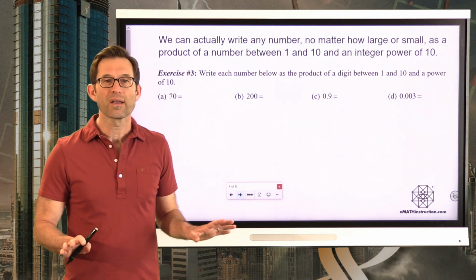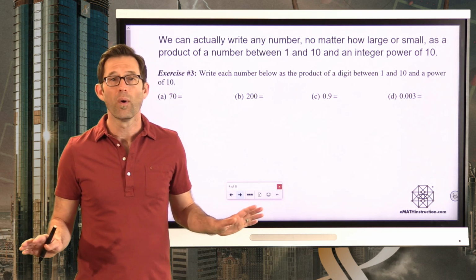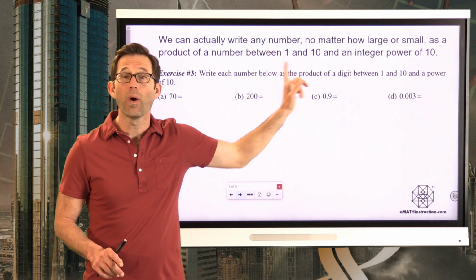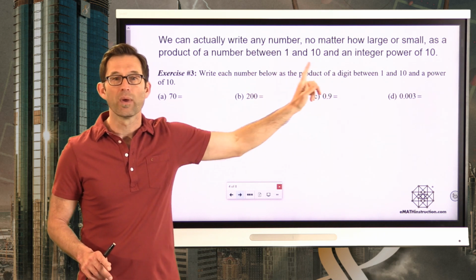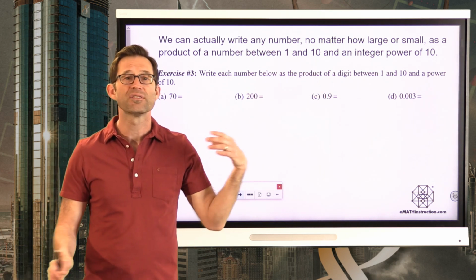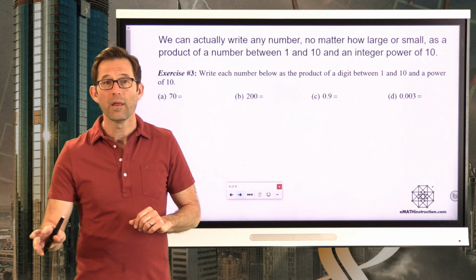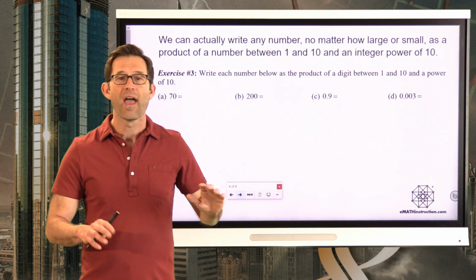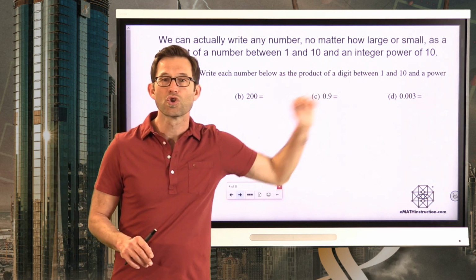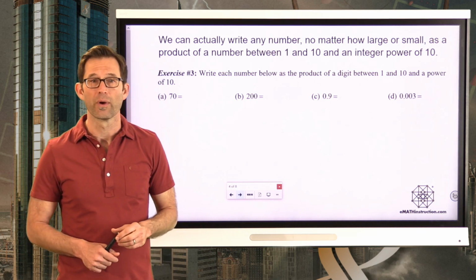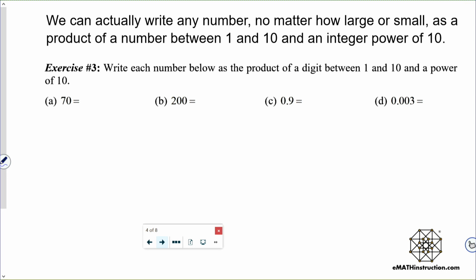We can actually write any number whatsoever, no matter how large or how small, as a product of a number between 1 and 10. That's critical. A number between 1 and 10 could be 5, 7, 3, 2.8, 7.1, 3.25, any number between 1 and 10, and an integer power of 10. So let's play around with that a little bit in exercise number 3. Write each number below as the product of a digit between 1 and 10 and a power of 10.